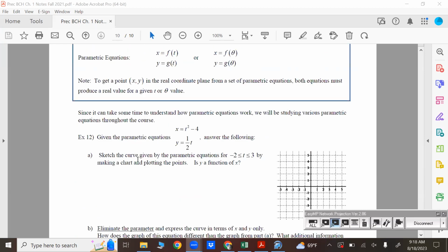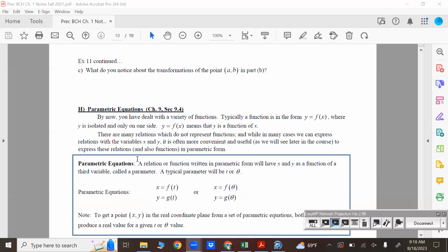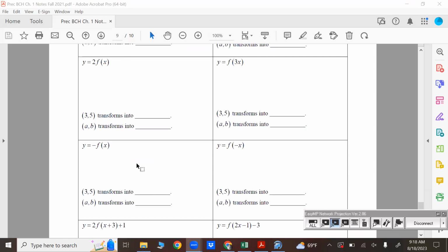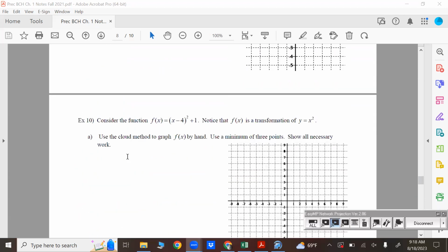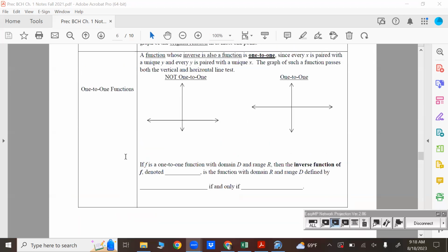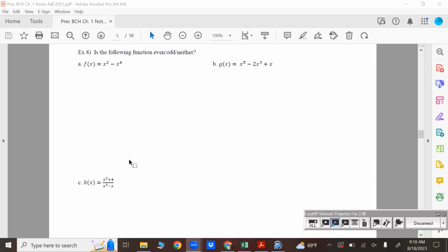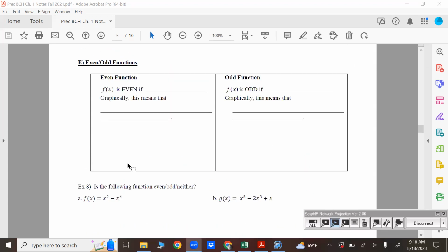Parametric is kind of a, did you guys do parametric equations? No? Okay, that's new for you guys. So you know what? We'll do one more page, but the homework won't have problems on even odd functions. They'll be on the next one. But let's just talk about it anyway.